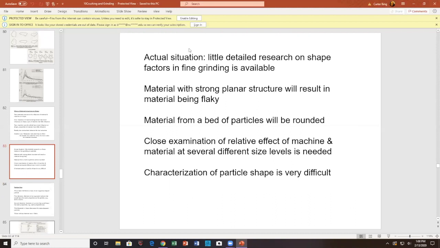Little detailed research on shape factors in grinding is available. Material with strong planar structure will result in flaky material. Material from a bed of particles will be rounded. Close examination of the relative effects of machine and material at different size levels is needed. Characterization of shape is very difficult.